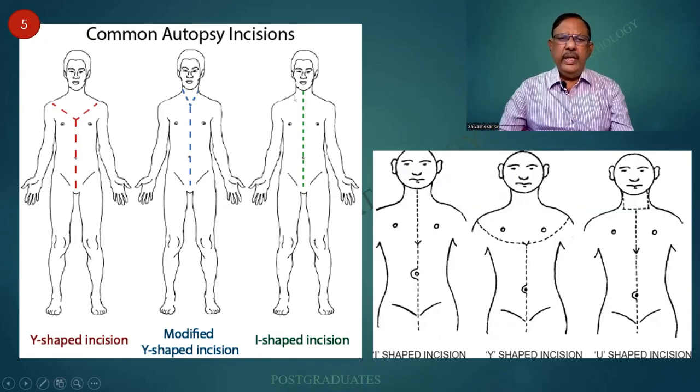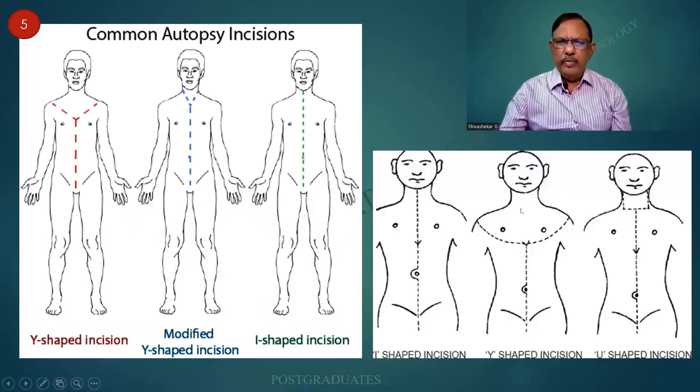This is the third and the conventional incision, the I-shaped incision, just a straight line from the symphysis menti to the symphysis pubis, circumventing the umbilicus. So these are three different things. Now, why should you have so many different types of incisions?